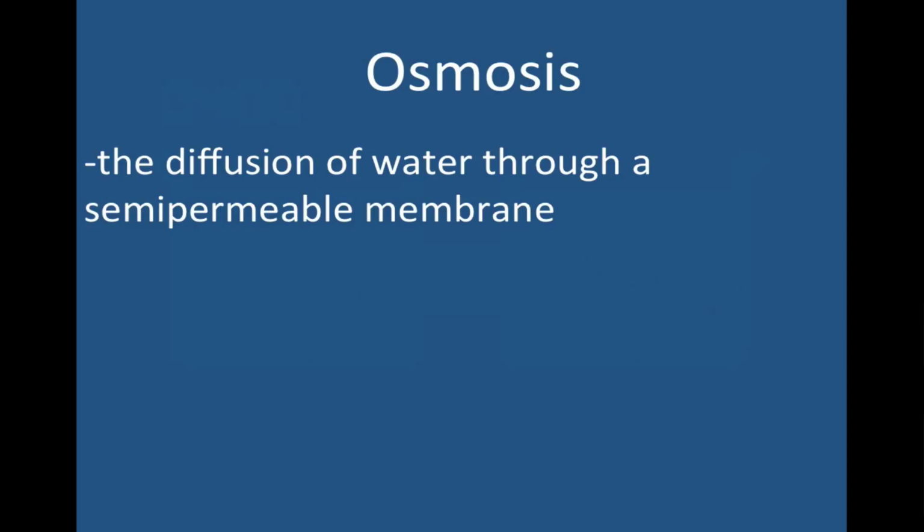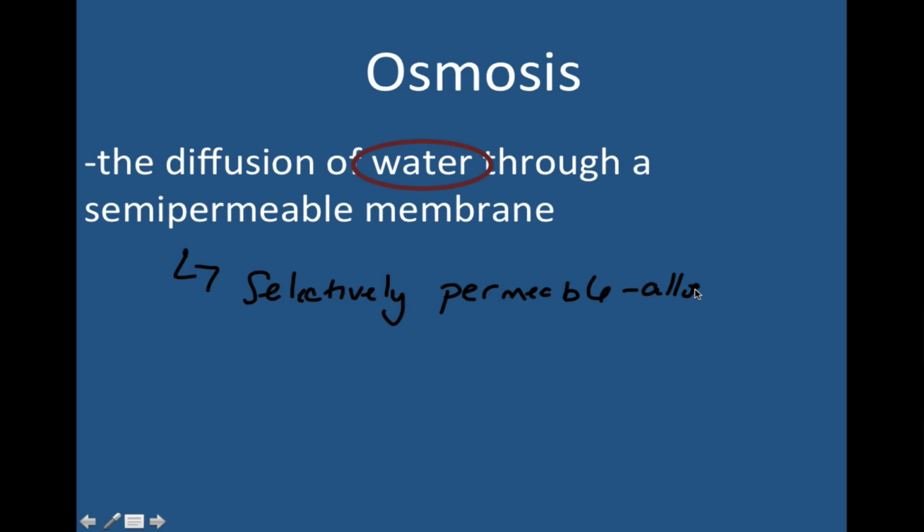So now we'll talk about the process of osmosis. Osmosis is the diffusion of water through a semi-permeable membrane. So semi-permeable, we can also use the term selectively permeable. So permeable means that it allows substances to pass through. Selectively permeable would mean that it allows only certain things to pass through. So not just anything can pass through a membrane.